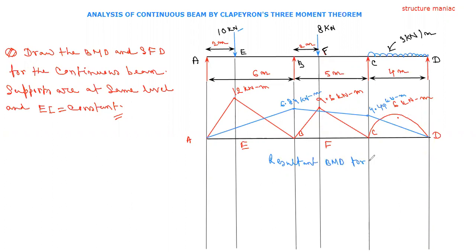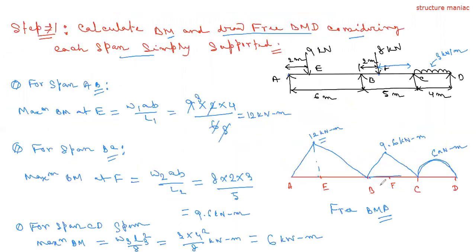For the continuous beam, what we have done so far is calculate the free bending moment and draw the free bending moment diagram. Then we calculated the moment at supports, drew the bending moment diagram for the support moments, and superimposed them. So the support moment diagram was the negative diagram, right?